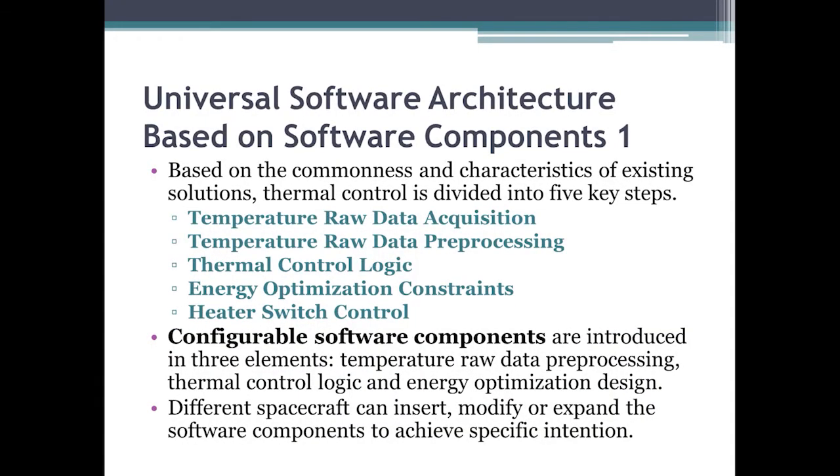Based on the analysis of the control elements, we designed a universal software architecture. Based on the commonness and the characteristics of existing solutions, thermal control is divided into 5 key steps in our proposed architecture. They are the temperature raw data acquisition, the temperature raw data preprocessing, the thermal control logic, the energy optimization constraints, and the heater switching control.